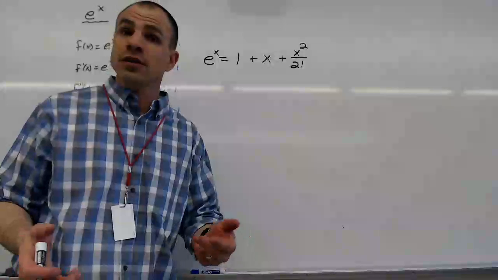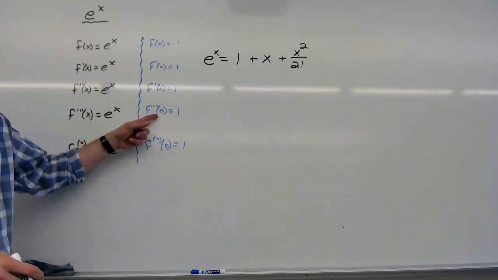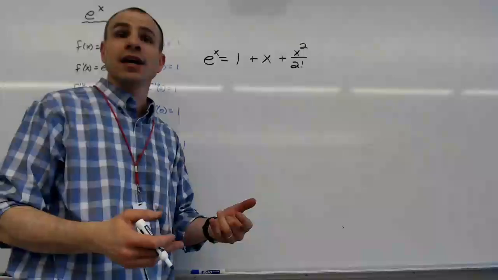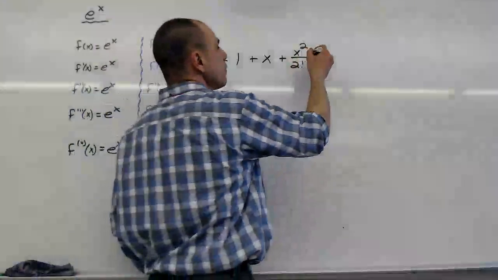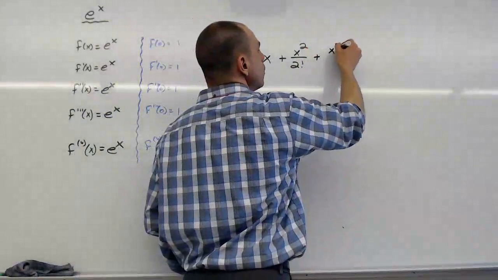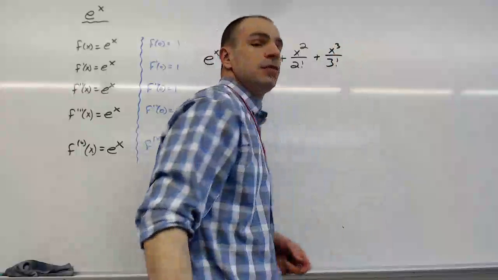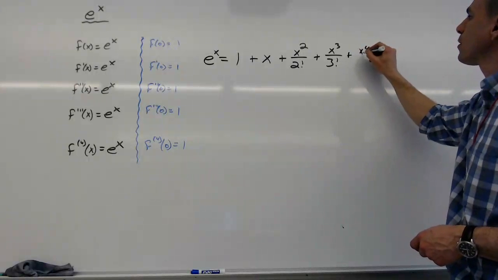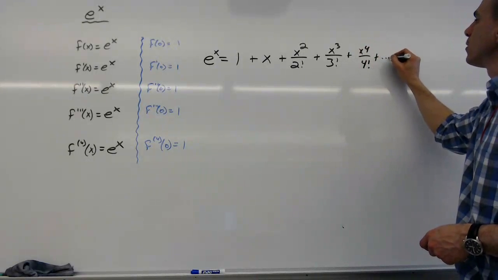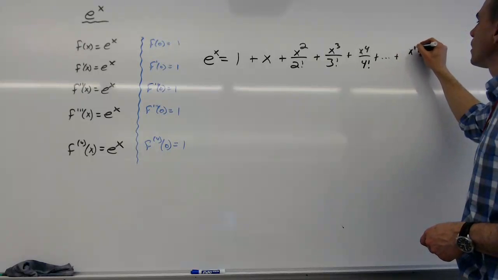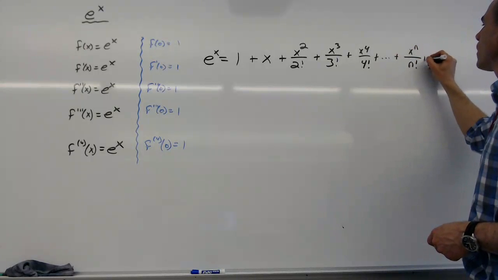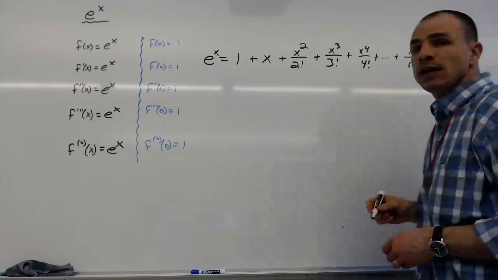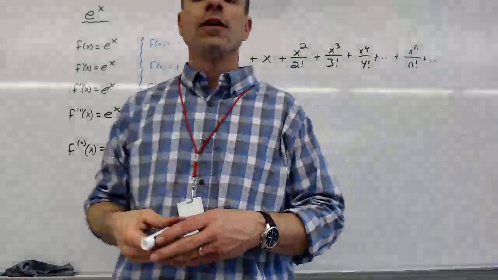Now we go to our next term. We need our third derivative. Oh, look at that. At 0, once again, it's 1. So we end up having 1 times x cubed over 3 factorial. And you can see the pattern that's going to happen here. Our next term is x to the 4th over 4 factorial, so on and so forth. And in general, we have x to the nth over n factorial. That is the Maclaurin series for e to the x.